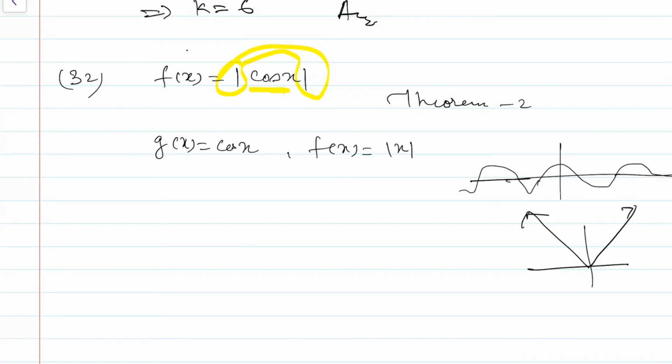Similarly, in question number 34, we can apply theorem number 1, that is, if f and g are two continuous functions, then f plus g is continuous. Similarly, we can solve question number 31 and 33. Also f minus g is continuous, f into g is continuous, and f divided by g is also continuous, provided that g is not equal to 0.